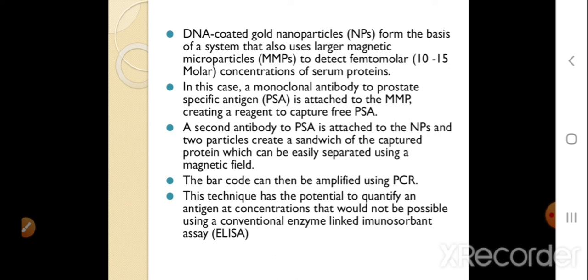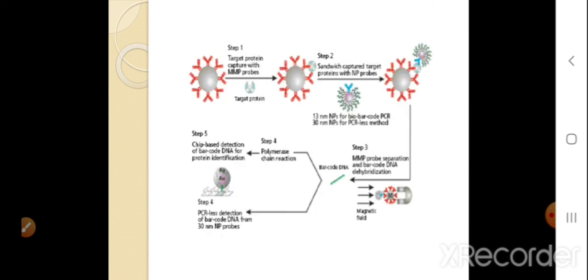So here we are constructing a nanoparticle which is specific to the free PSA. Similarly, a magnetic microparticle is also created, which is again specific to the free PSA. Now, these two will bind to the PSA such that it creates a sandwich. Later we separate these magnetic microparticles by means of the magnetic field. The barcode can then be amplified using PCR. This technique has the potential to quantify an antigen at concentrations that would not be possible to detect even by the conventional ELISA. This is a schematic illustration showing you the process.